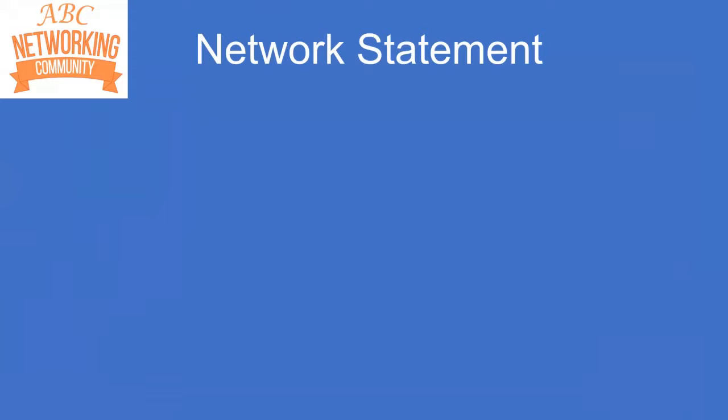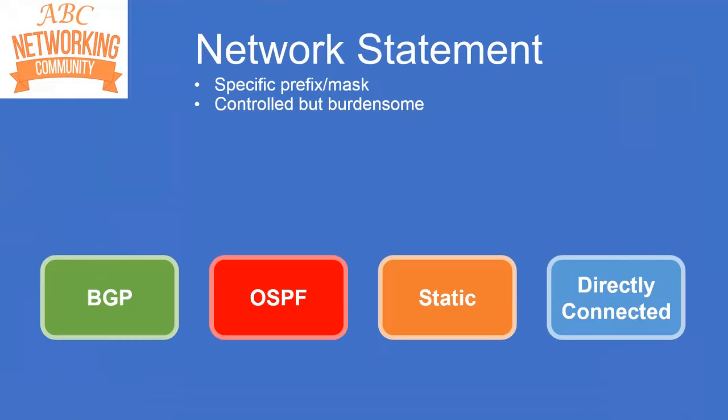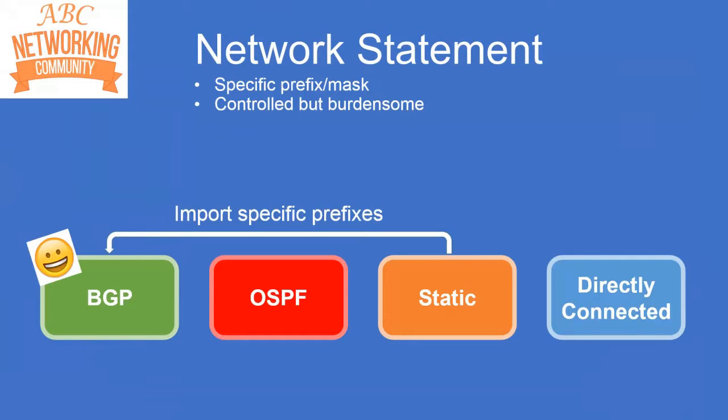One of the main ways of bringing routes into BGP is with the network statement. This is where we configure the specific prefix and the mask. It is a controlled way of bringing prefixes into BGP, but it's quite burdensome because of the amount of configuration involved. You have to put the specific prefix and the specific mask in, so if you've got lots to bring in, this creates quite a lot of configuration. To illustrate this point, we've got our different sources for routes. With the network statement, we import the specific prefixes, and I'll be showing you that in a moment.